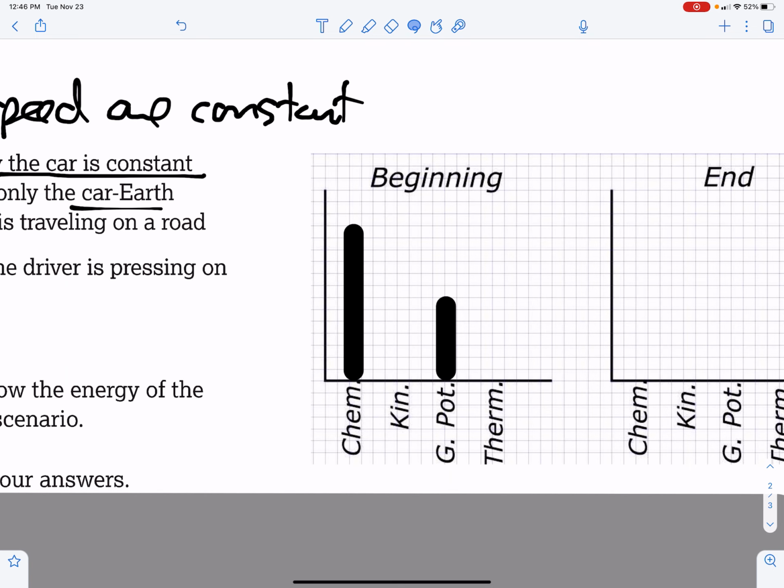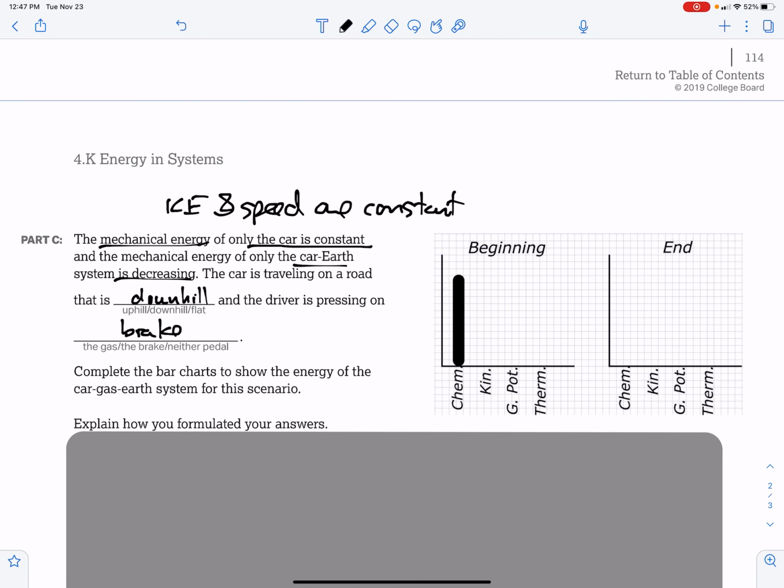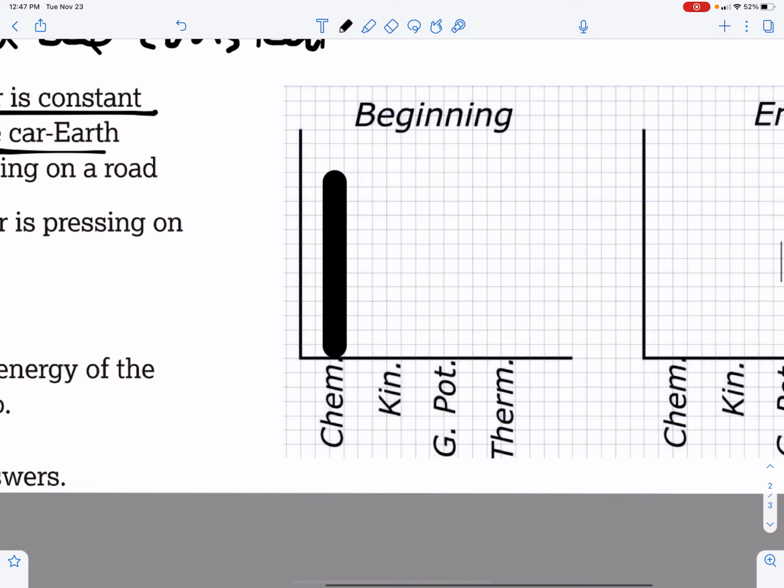But here's kind of the way this one's going to look a little bit different, okay? Actually, I'm going to go ahead and change this up just a bit. Since you're moving, you're going to have kinetic energy. Since we have height, we're going to have potential energy at the beginning, okay?